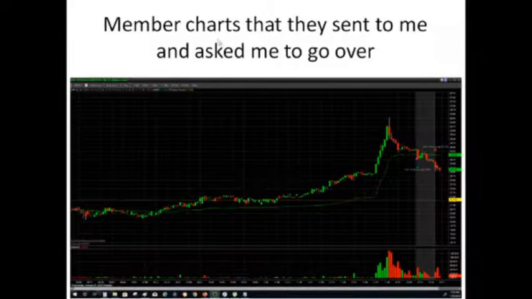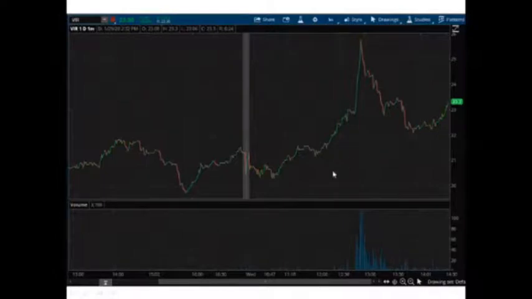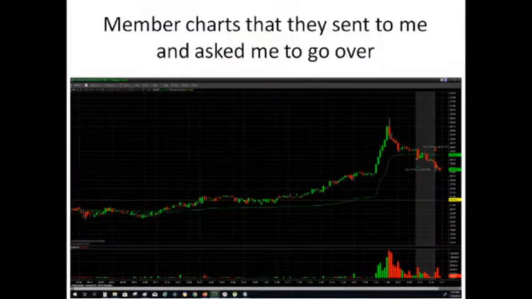So anyway, these are some member charts that people sent to me and asked me to go over. First of all, this one, we get the overextended move, but we don't have friends or we don't have a niche. So I went ahead and looked this one up, VIR. Well, we get a nice overextended move, but we don't get a niche here. So, not something that I'm looking to trade at all. We get no first bounce friends.